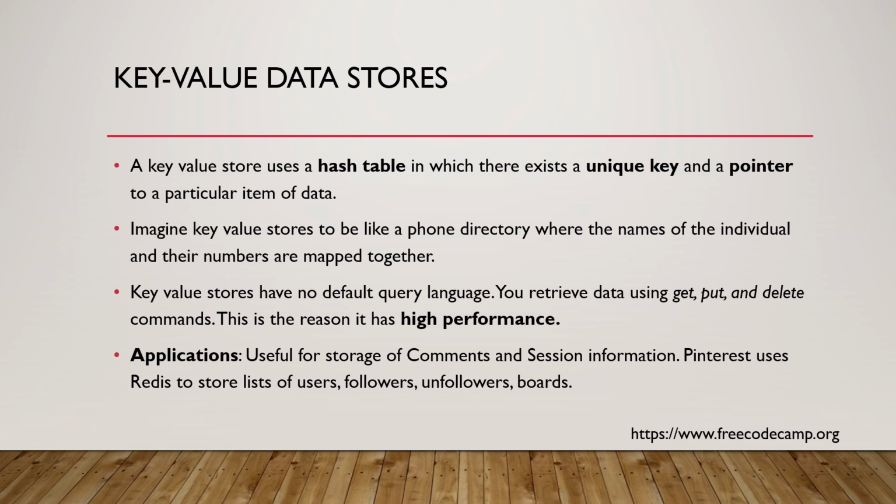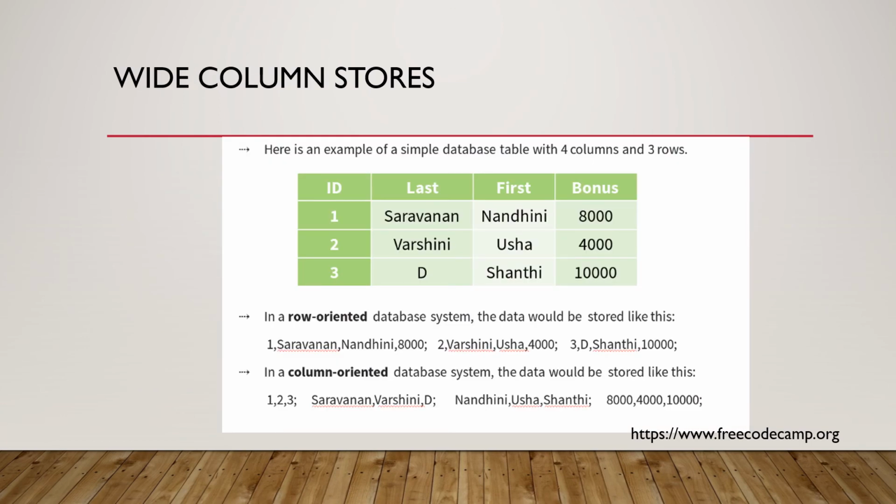Key value stores have no default query language. You retrieve data using get, put, and delete commands. That's why the performance is excellent. Here, applications are useful for storage of comments and session information. Pinterest uses Redis as one of its key value pair data stores to store lists of users, followers, unfollowers, and boards.